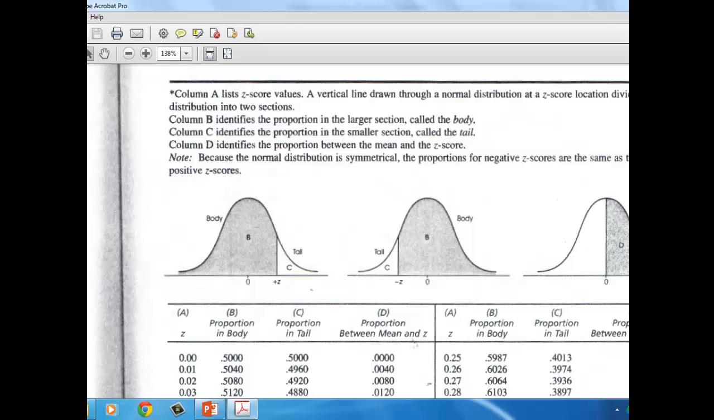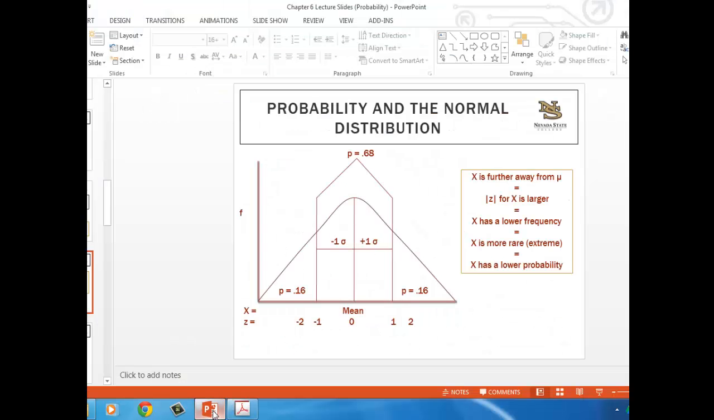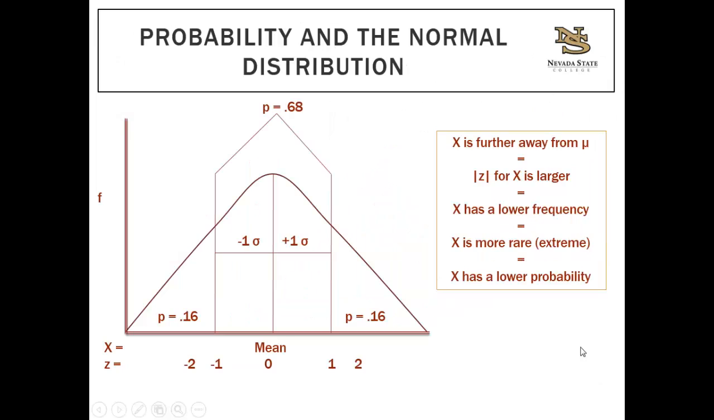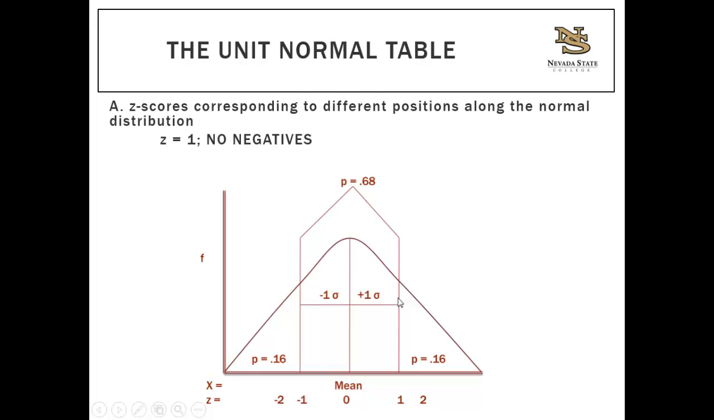So I also break this down for you in your slides. So let's go ahead and take a look. I'm going to use the unit normal table to confirm, kind of doing what we just did, but to confirm the empirical rule. So here I give you a little note. There's no negatives. Remember, it's a symmetrical distribution, mirror image on either side. And column A, z-scores, corresponds to the position along the x-axis on the distribution.